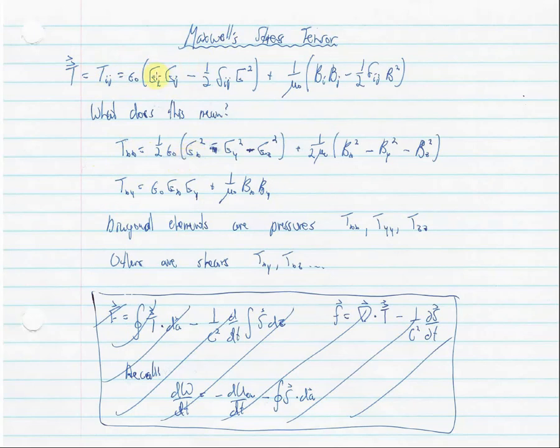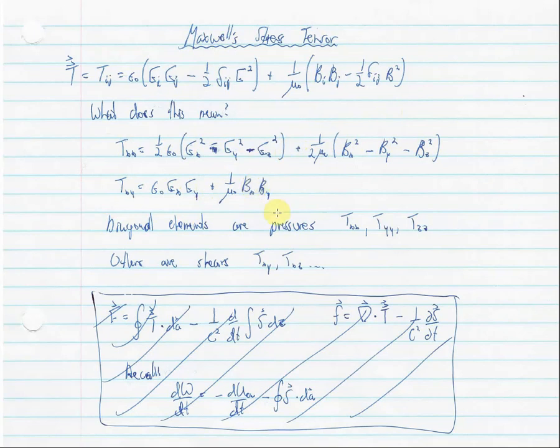And what this is saying is that for, say, Txx, you have 1/2 epsilon naught times Ex squared minus Ey squared minus Ez squared, plus 1/2 mu naught times Bx squared minus By squared minus Bz squared. And so this is the diagonal elements, and the off-diagonal elements will look like Txy. So you have epsilon naught Ex Ey plus 1/mu naught Bx By.